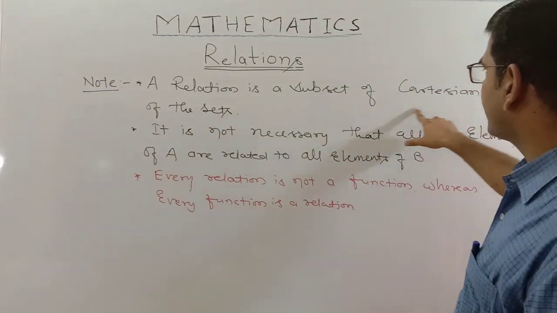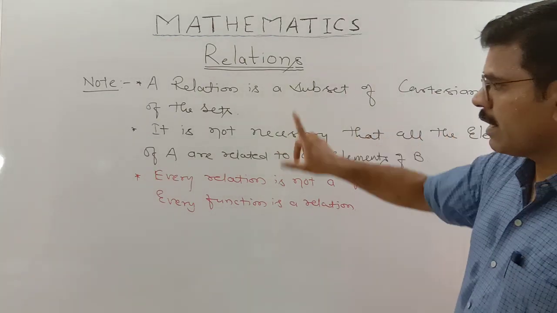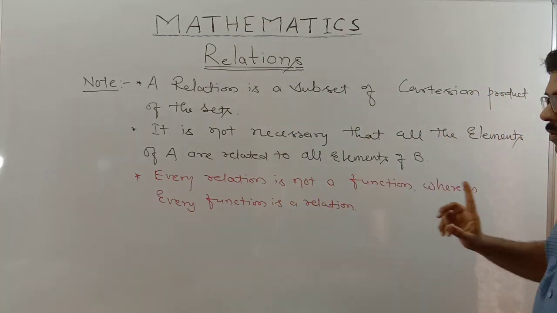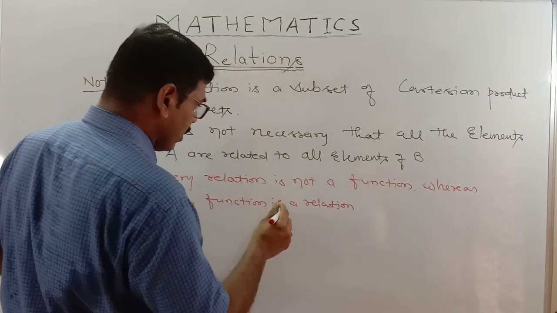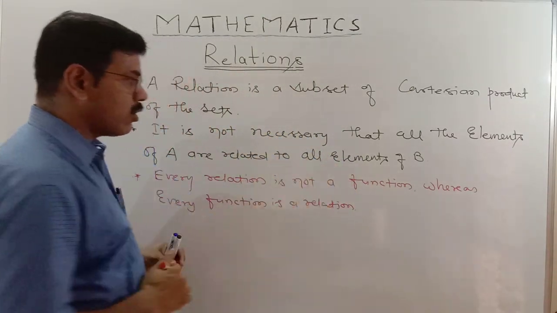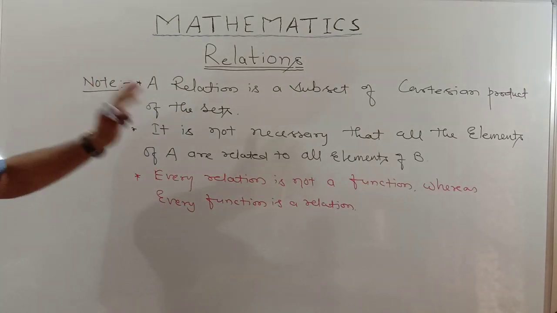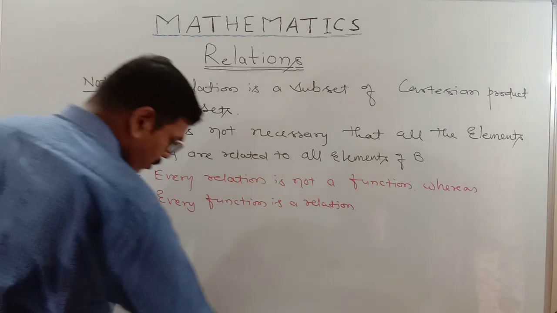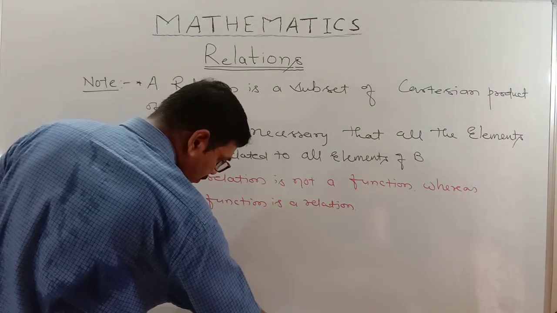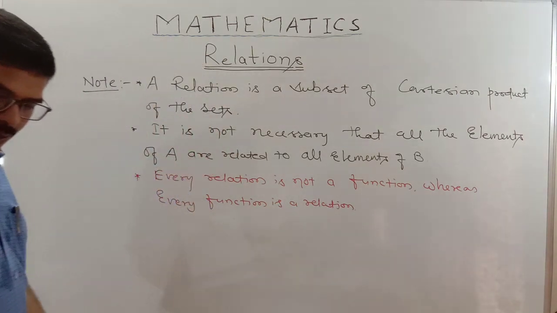A relation is a subset of the Cartesian product of the sets. Every relation is not a function, whereas every function is a relation. So these are the notes, special statements about the relation. Please note down this. You may pause it for writing. Now I hope you have written, so now we are moving ahead.